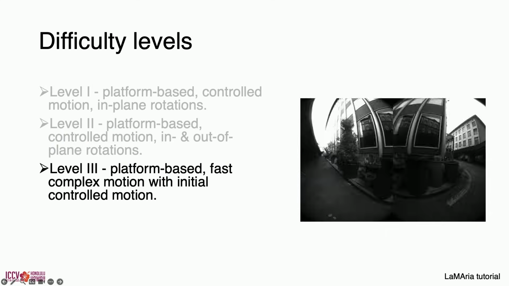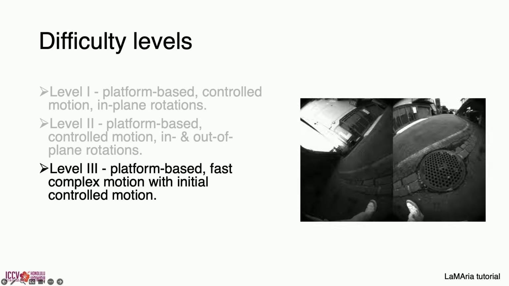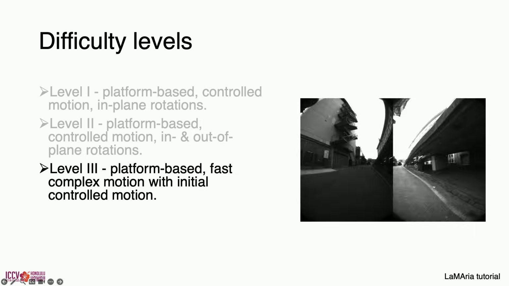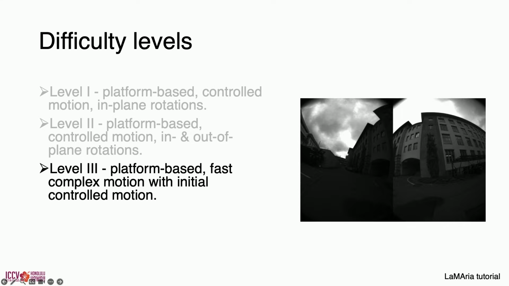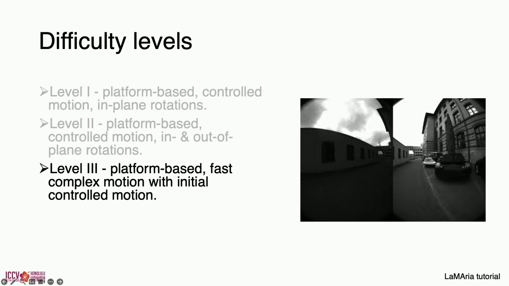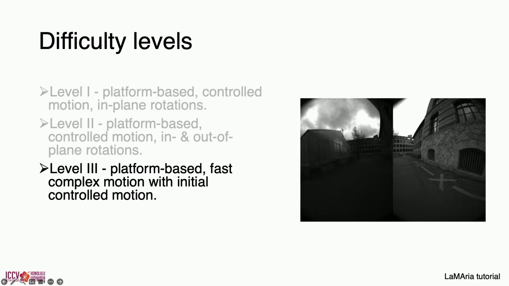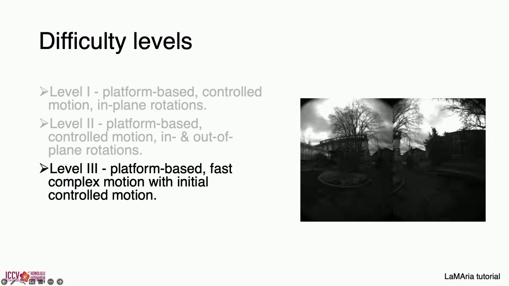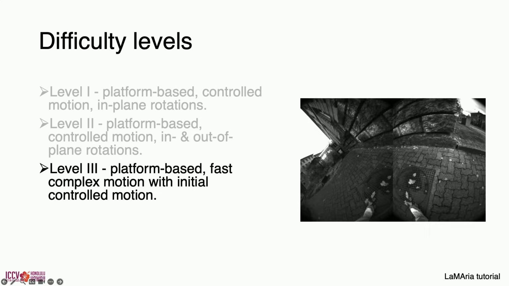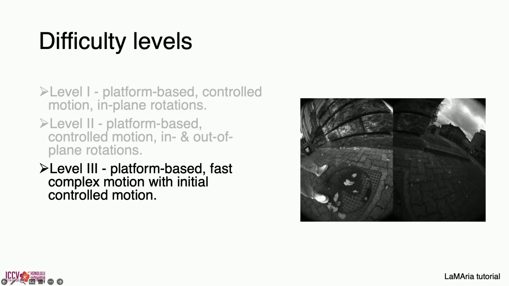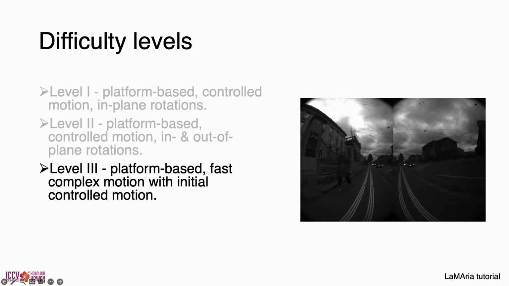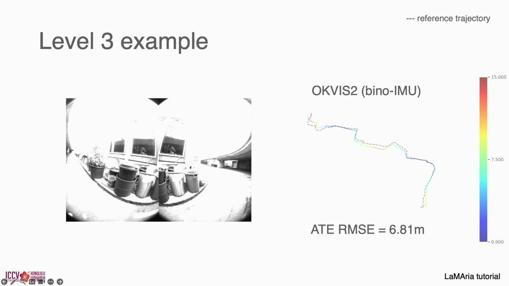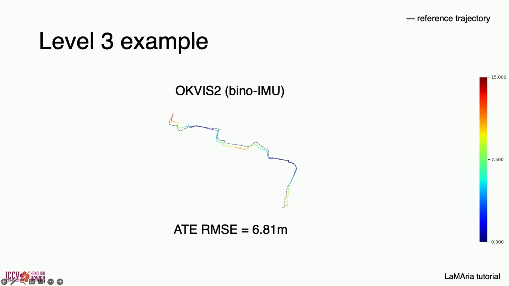Then moving on to level 3, what we do is we incorporate more fast and complex motion. As you can see in the video, we have additional rotations. It's a little bit faster and less controlled, but still platform-based, so it's not egocentric yet. And this initial controlled motion is primarily so that we can help with the IMU initialization of these baselines as well. And over here, again, the errors get larger.